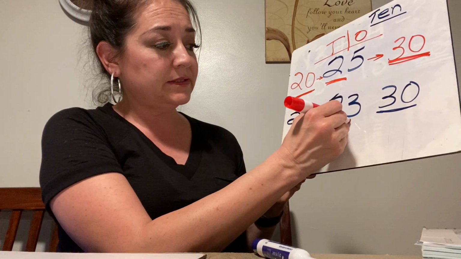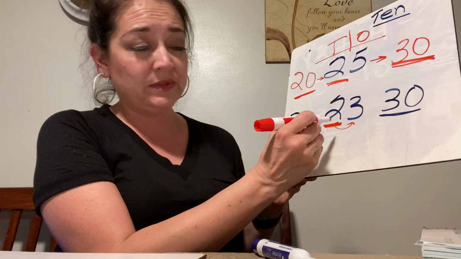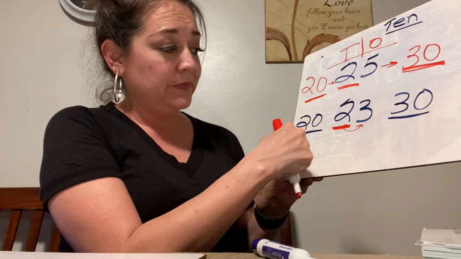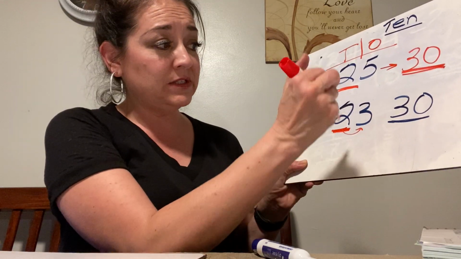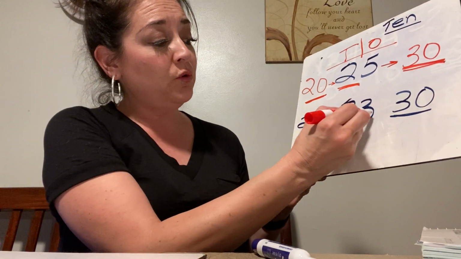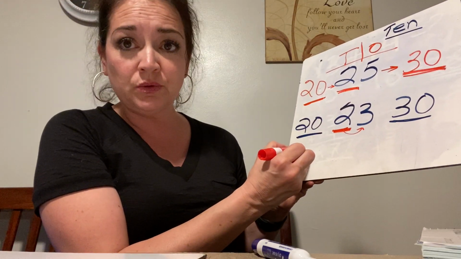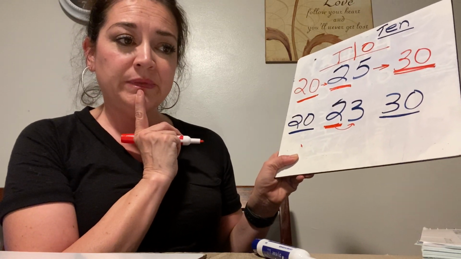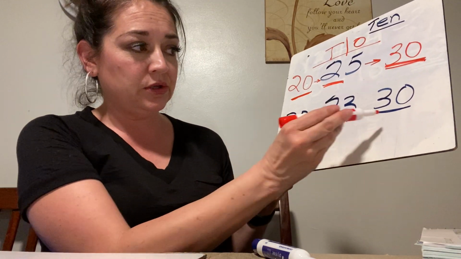So we look at the next number and we ask ourselves, is it 5 or higher? Because at 5, it's midway between 20 and 30. So if it's 5 and higher, it's closer to 30. If it's 4 and lower, it's closer to 20. So which one is it? 5 and higher or 4 and lower? Is it closer to 20 or is it closer to 30?